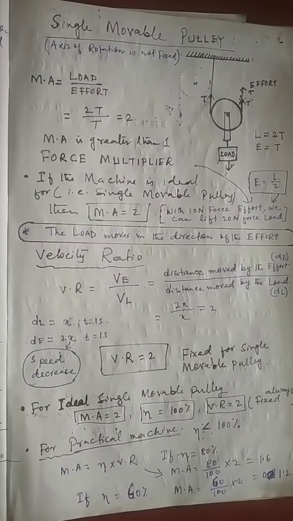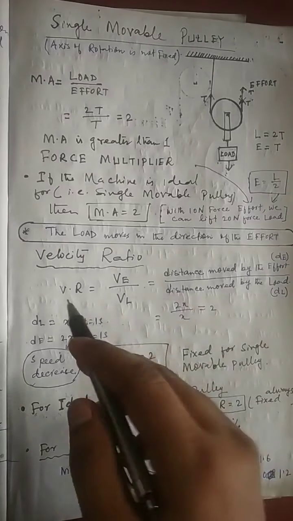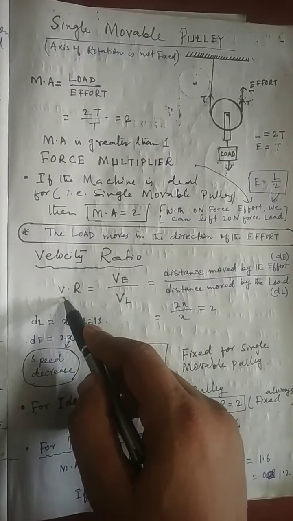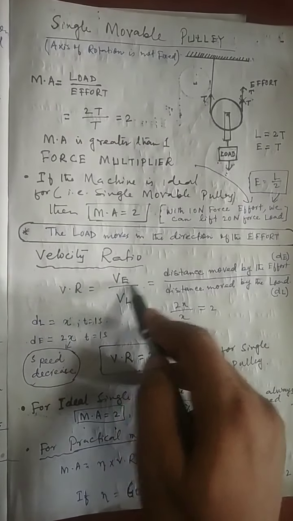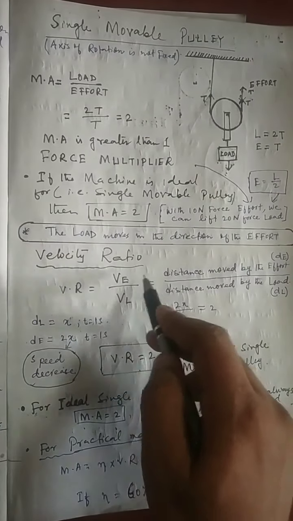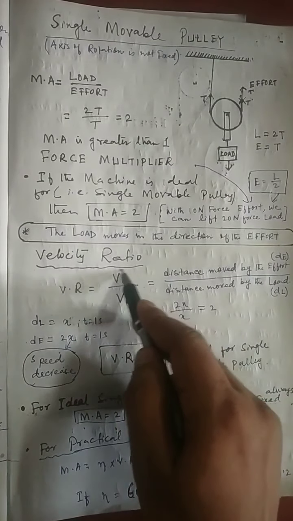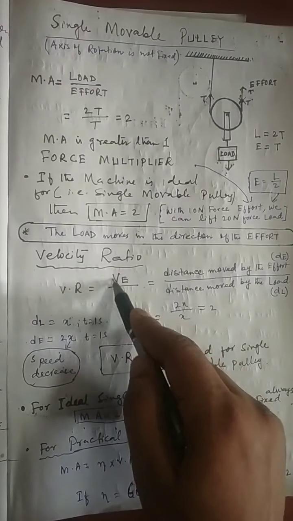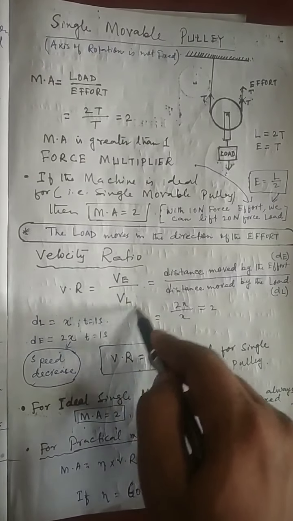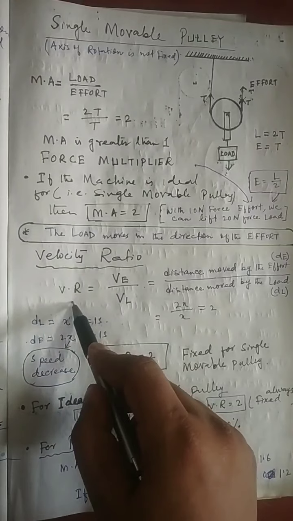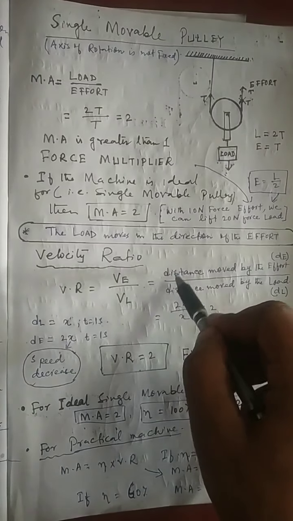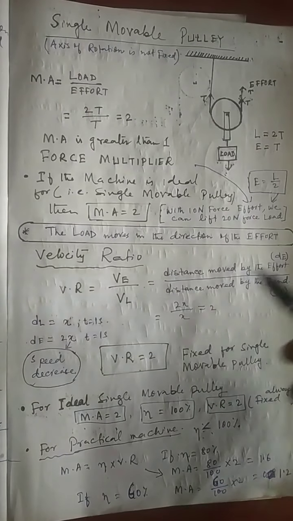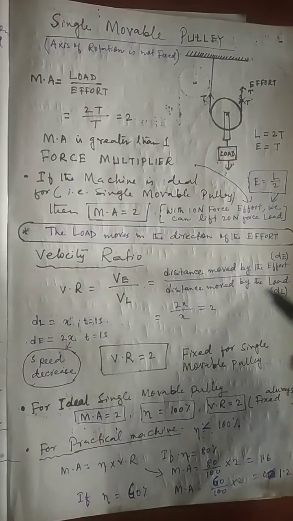Now here, look at this. What is the velocity ratio? We know the formula for the velocity ratio equals velocity of effort by velocity of load. Just go to the previous video for the velocity ratio. I have explained velocity of effort and velocity of load earlier. And we know that this formula for velocity ratio is also the distance moved by the effort divided by the distance moved by the load.